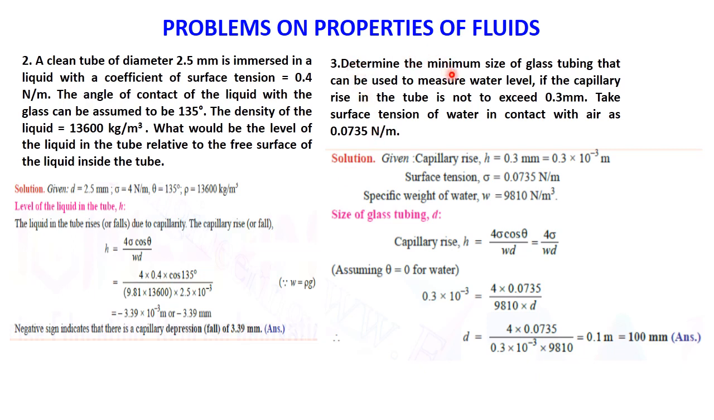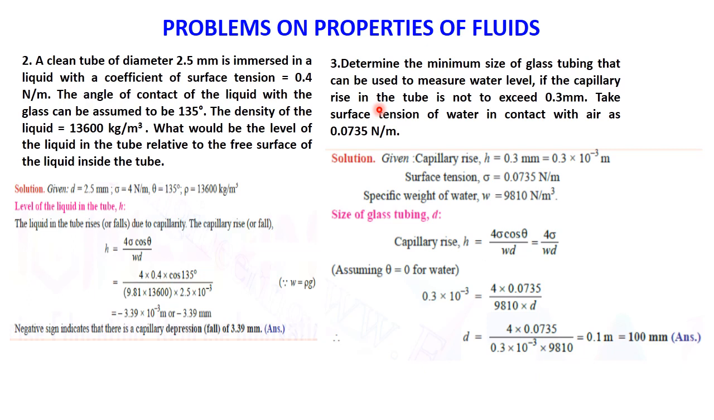Then problem number 3: determine the minimum size of glass tubing that can be used to measure water level if the capillary rise in the tube is not to exceed 0.3 mm. Take surface tension of water in contact with air as 0.0735 Newton per meter. So again, a very easy problem.